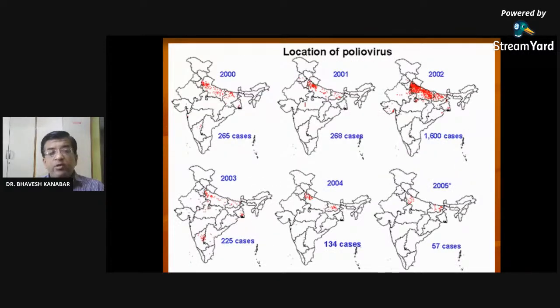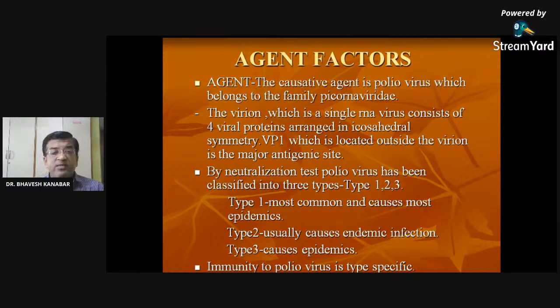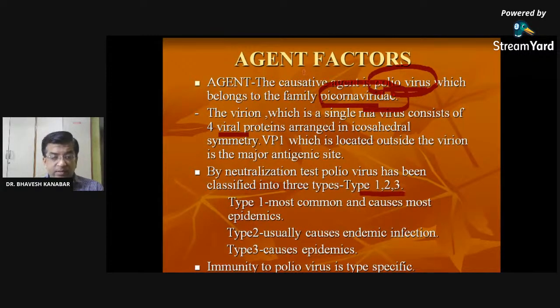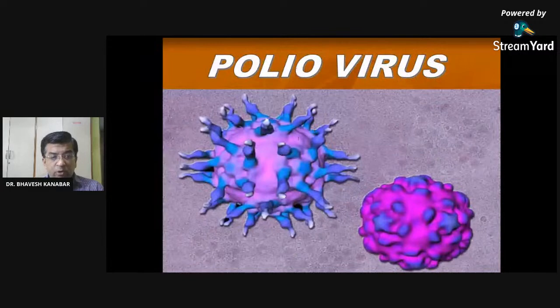The agent for poliomyelitis is poliovirus, which belongs to the family Picornavirus. This virion is a single-stranded RNA virus. No need to remember this. Just remember the name of the virus, that is poliovirus, belonging to the family Picornavirus. There are three types of the virus: type 1, 2, and 3. So this is a picture of poliovirus. You can see that it is similar to corona.